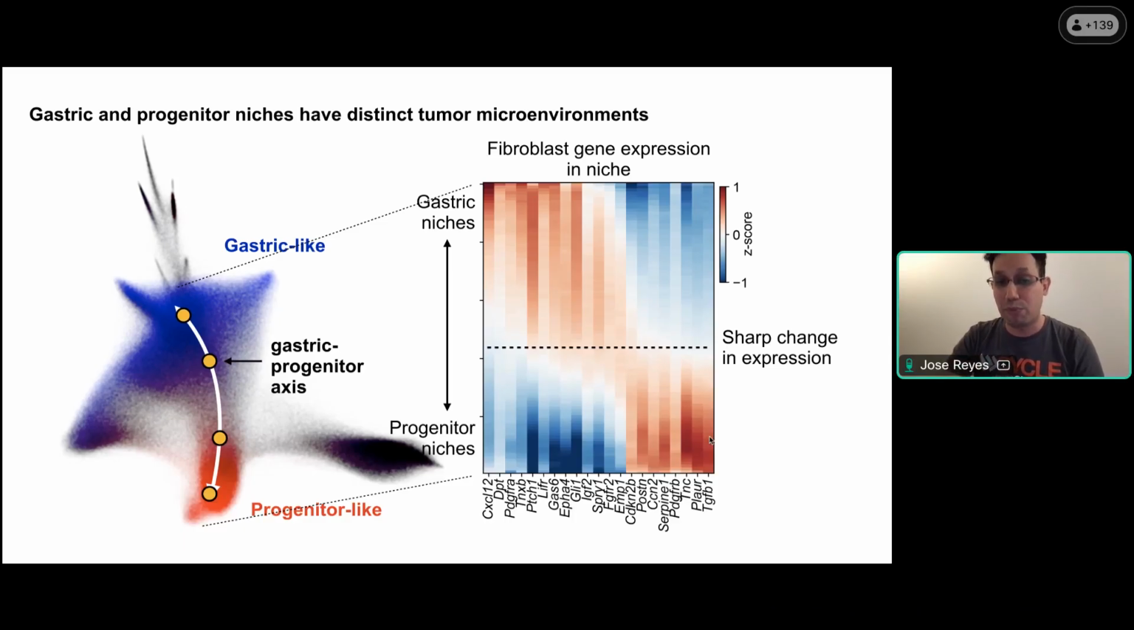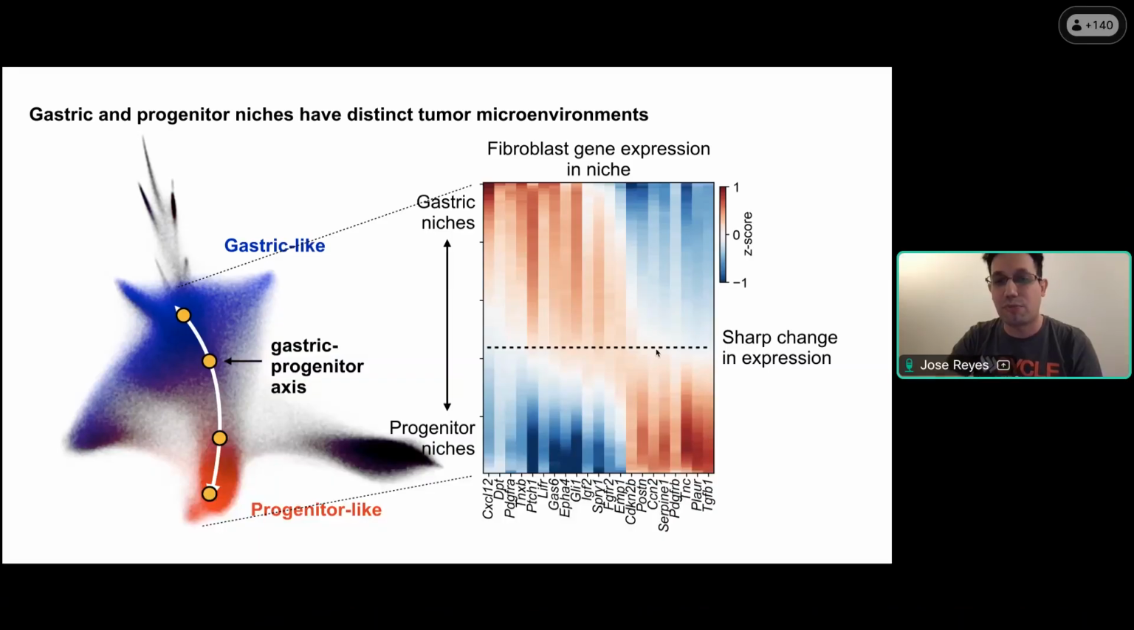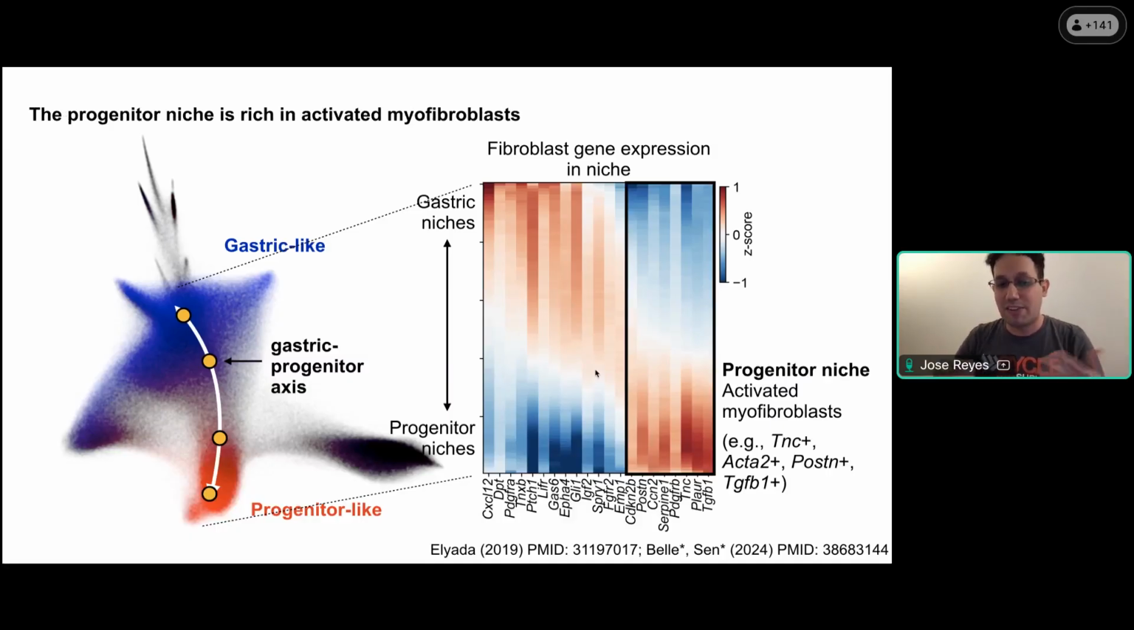The other thing that you can appreciate is that there seems to be a sharp transition in the gene expression of these different fibroblast populations, suggesting that the adoption of the gastric-like state or progenitor-like state occurs through a niche state transition. In the case of the progenitor niche, the fibroblasts that surround this type of premalignant cells show signatures of the activated myofibroblast subtype.